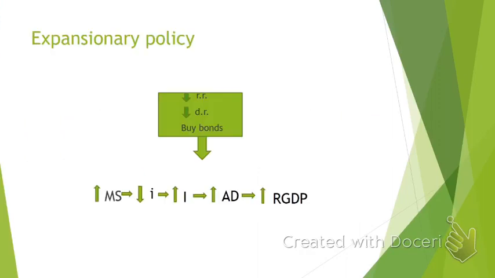All right, so an expansionary policy: we decrease the reserve requirement, decrease the discount rate, and buy bonds. Buying bonds is going to affect the federal funds rate. So the money supply goes up, interest rate goes down, investment goes up, aggregate demand goes up, real GDP goes up. That's the expansionary policy.